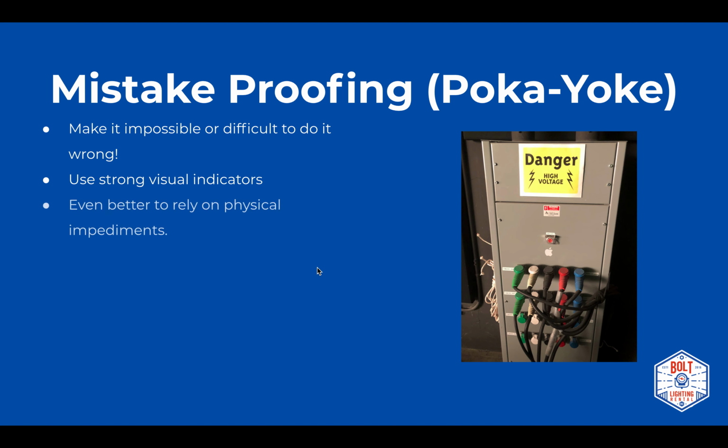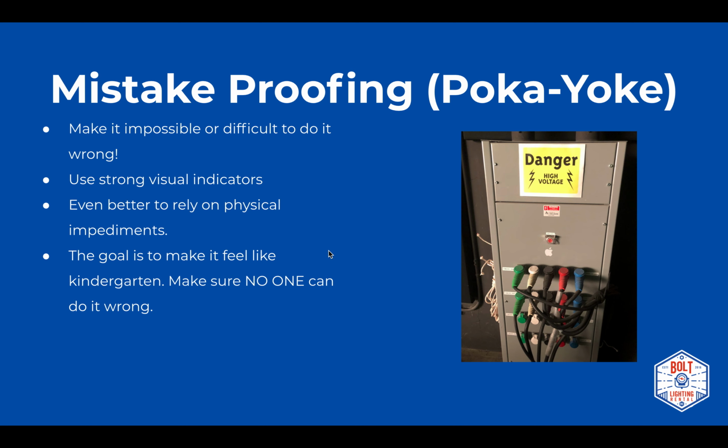An even better way is to rely on physical impediments. Again, with the banded cable, reverse ground makes it so that the only place that you can plug the ground into is the ground. So even if you're colorblind, it doesn't matter because you can only plug the ground into one place.